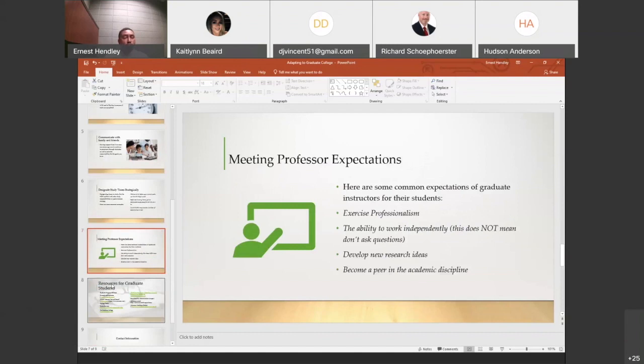And then also talk real briefly about what the professors expect, because this can throw students for a loop, particularly if they had an undergraduate experience where the professors really guided you from A to B throughout the course. Some common examples of what graduate instructors are going to expect out of graduate students is, one, that you exude professionalism.